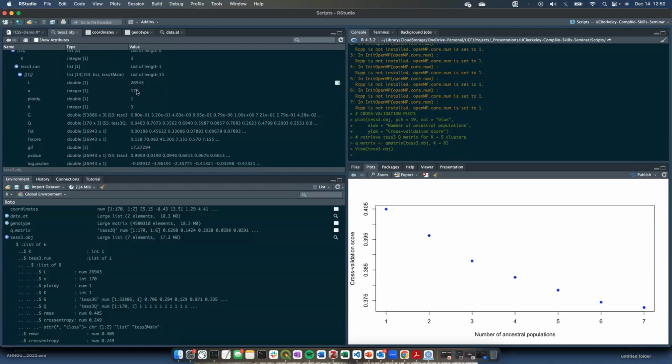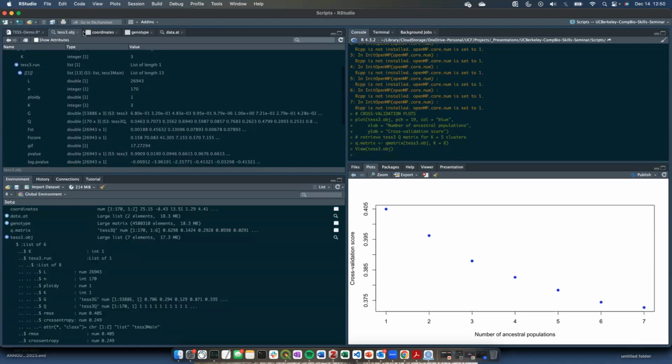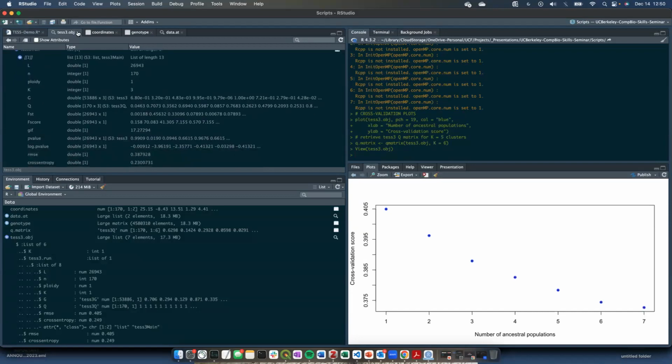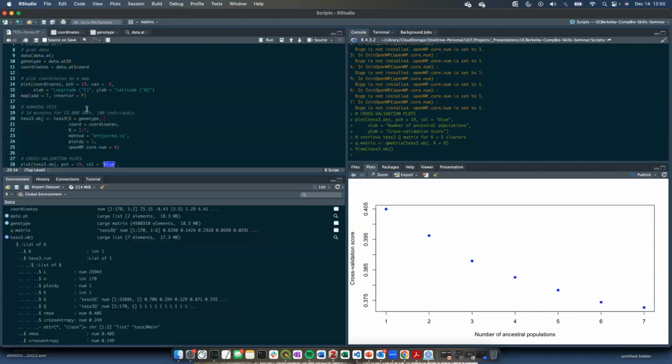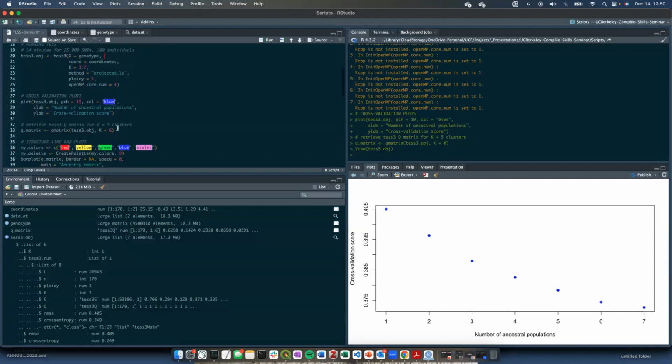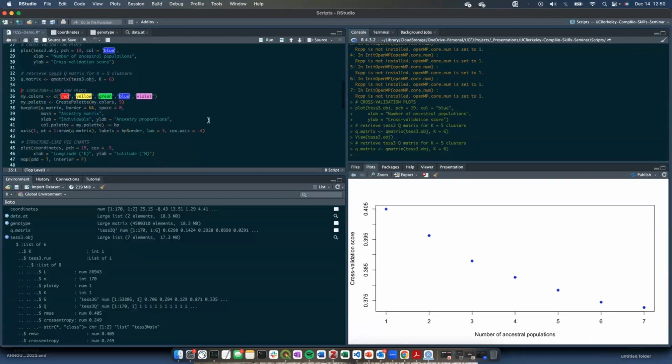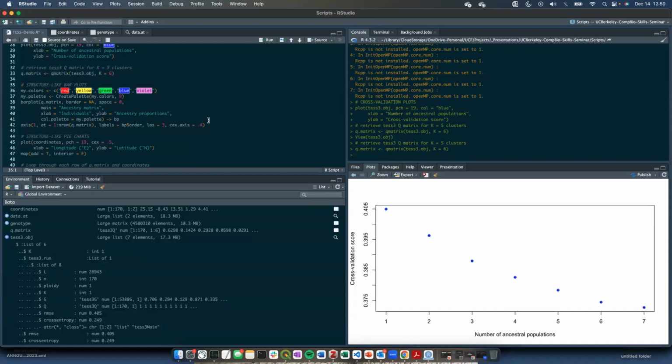So that's 170 individuals, 26,000 SNPs, ploidy of 1, ancestor groups, and then your Gs and your Qs that you generated based on that equation that I showed a little bit earlier. So the test object has a lot of information, which I'll get into some of in a couple of minutes. But first, we'll retrieve this Q matrix with those Q values for our ancestry K of 6. So we got that. And the first thing we're going to do here is represent that data in a way that's really commonly used in STRUCTURE, with those bar plots.